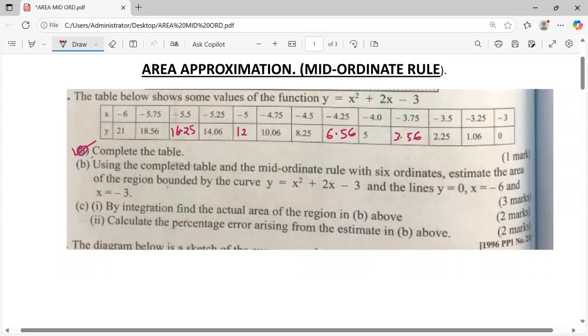Then we move to part B. Using the completed table and the mid-ordinate rule, with 6 ordinates, estimate the area of the region bounded by the curve y is equal to x squared plus 2x minus 3, and the lines y is 0, x is negative 6, and x is negative 3.